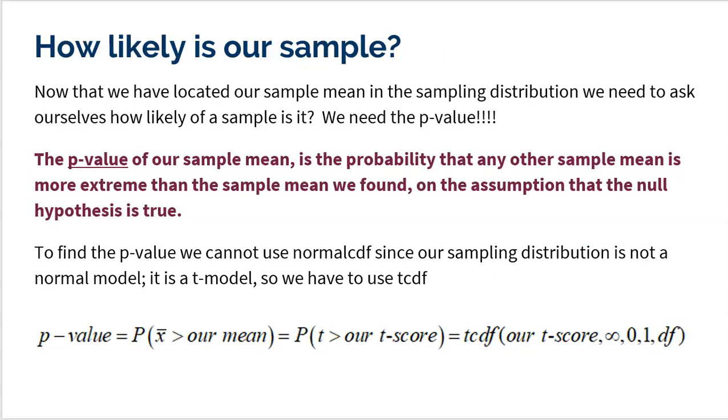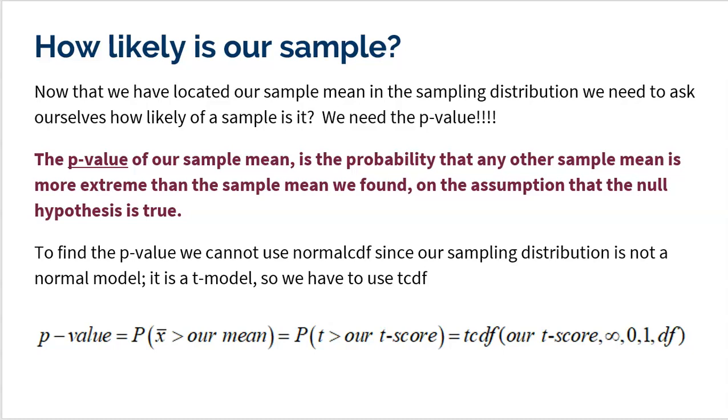So the next question really becomes, how likely is our sample? Now that we've located our sample mean in the sampling distribution, we need to ask ourselves, how likely of a sample is it? Of course, that's the p-value. So remember, the definition of a p-value is so vital to your understanding. A p-value is the probability that any other sample mean is more extreme than the one we found, on the assumption that the null hypothesis is true. So again, really make sure you understand that.